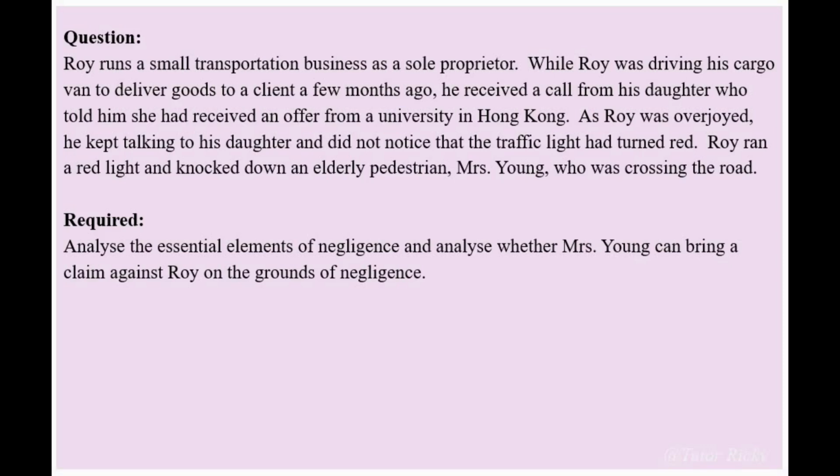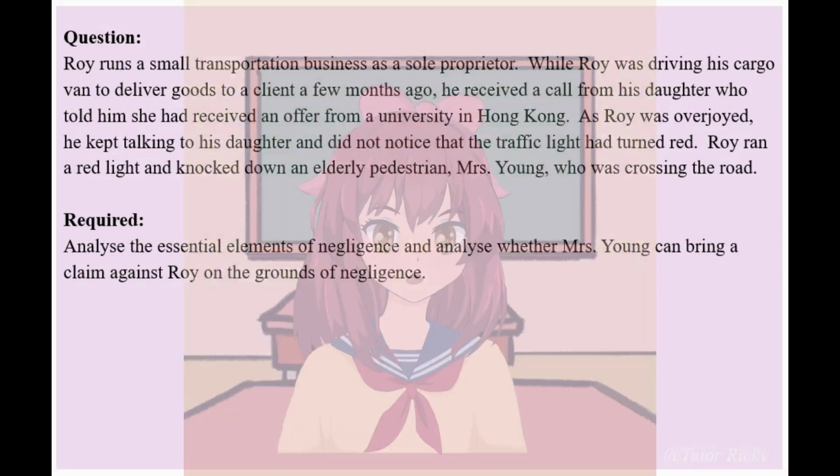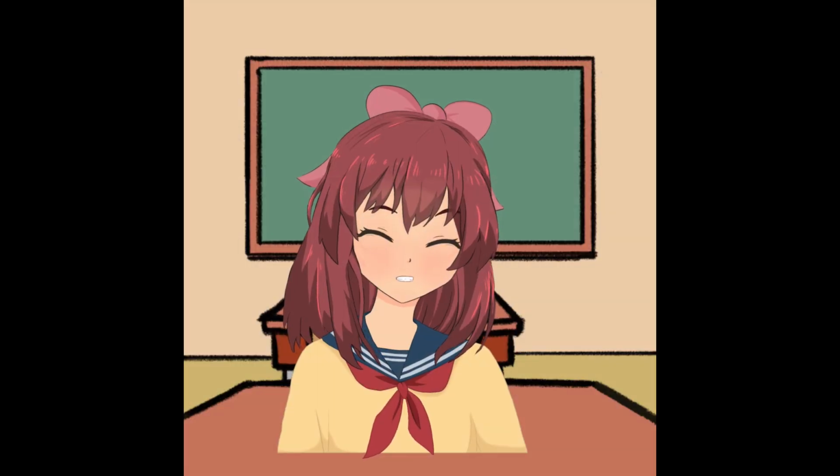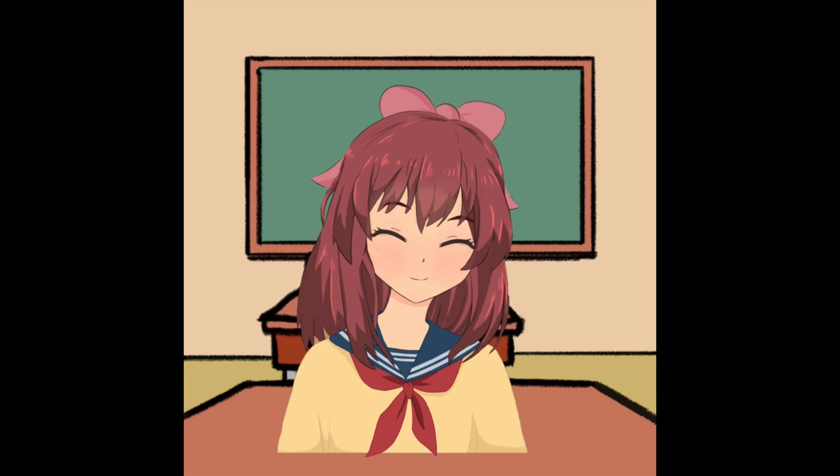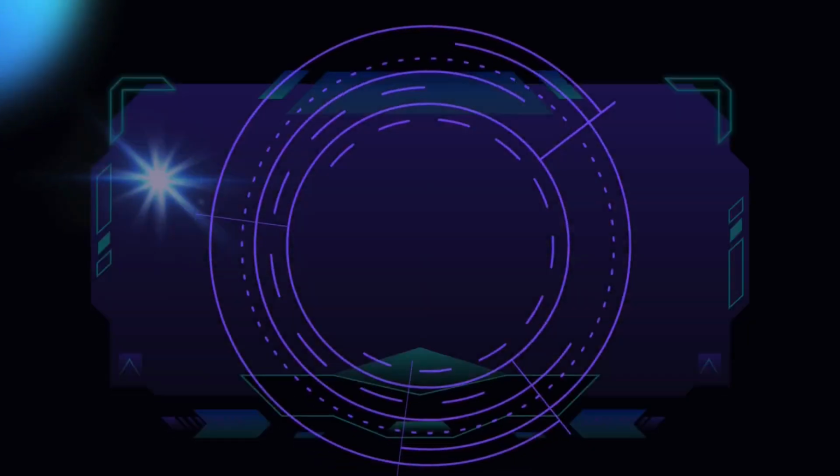We begin by examining the question for an initial analysis. The case involves two individuals, Roy, the defendant, and Mrs. Young, the claimant. Roy ran a red light while talking on the phone and failed to notice the traffic signal. As a result, Mrs. Young was knocked down and injured. This is likely a civil case involving negligence. After identifying and analysing the question and its requirements, we can now begin answering the question.